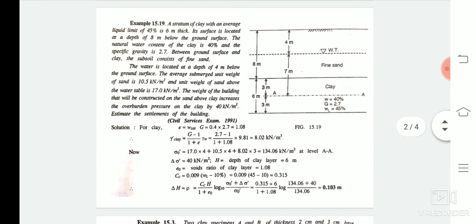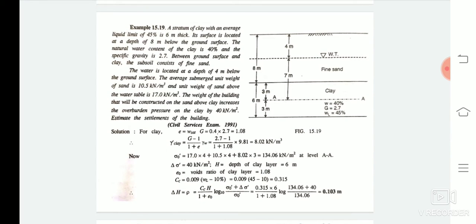Between the ground surface and the clay, the subsoil consists of fine sand. The water table is located at a depth of 4 meter below the ground surface. The average submerged unit weight of the sand is 10.5 kilonewton per meter cube, and the unit weight of sand above the water table is 17 kilonewton per meter cube. The weight of the building that will be constructed on the sand above the clay increases the overburden pressure on the clay by 40 kilonewton per meter square. Estimate the settlement of the building.